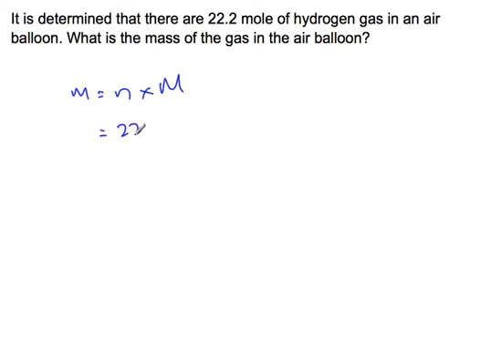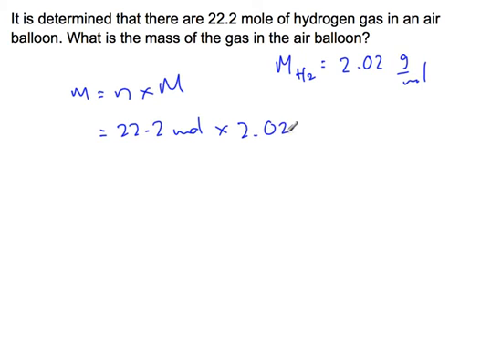Number of moles is 22.2 moles of hydrogen times, well, the molar mass of hydrogen is 2.02 grams per mole. And so we multiply by 2.02 grams per mole. Notice moles divide out, and we're left with 44.8 grams. So if we had 22.2 moles of hydrogen, it would have a mass of 44.8 grams.